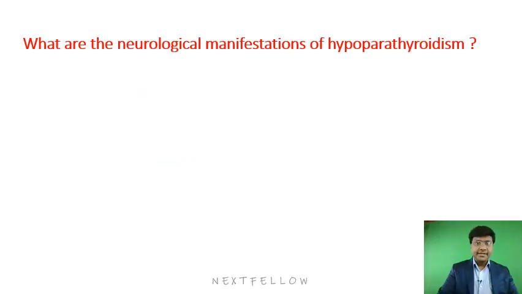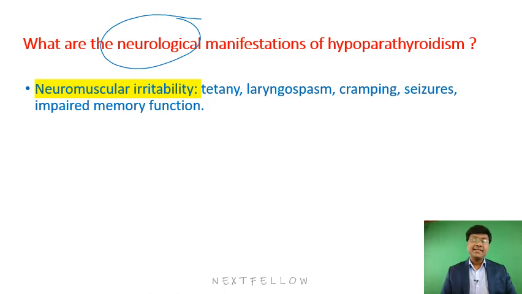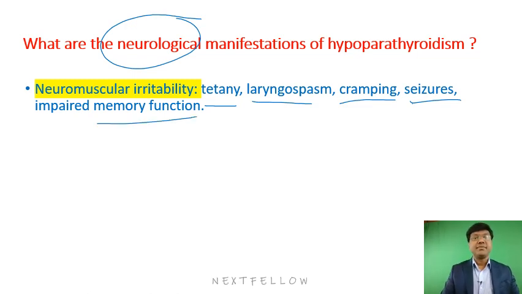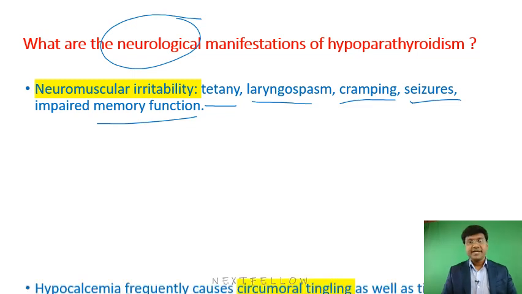So you take the neurological manifestations. What are the neurological manifestations in hypoparathyroidism? See, in hypoparathyroidism there will be hypocalcemia, and whenever there is hypocalcemia, you will have neurological manifestations. These neurological manifestations include neuromuscular irritability, and that includes tetany, laryngospasm, cramping, seizures, and impaired memory function. So these are the features of neuromuscular irritability.